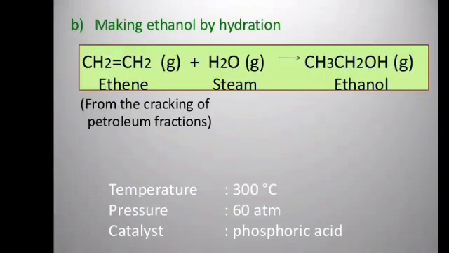The second process is by hydration. Ethene, that is an alkene, is hydrated by steam to produce ethanol. This ethene is obtained from cracking of petroleum fractions. Here the conditions are a temperature of 300 degrees Celsius and a high pressure of 60 atmospheres, in the presence of a catalyst, that is phosphoric acid. When this reaction takes place, ethanol is produced from ethene and steam.